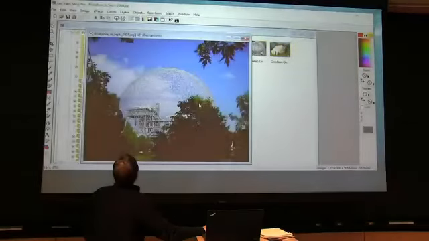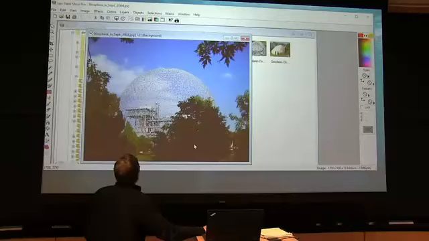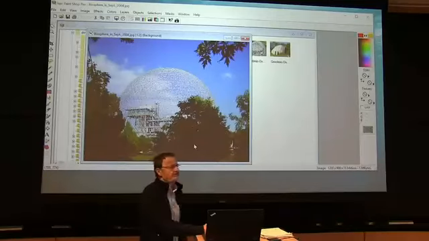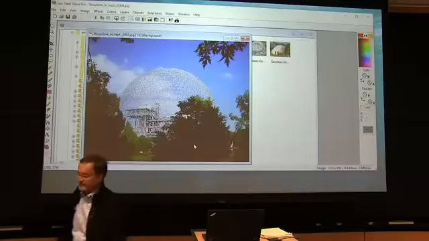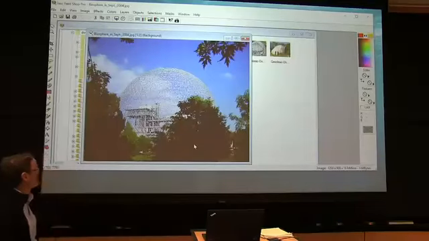And of course, it gets bigger. So this was, I guess, the '68 Expo in Montreal. They built this geodesic dome.